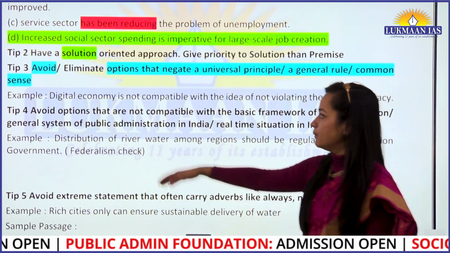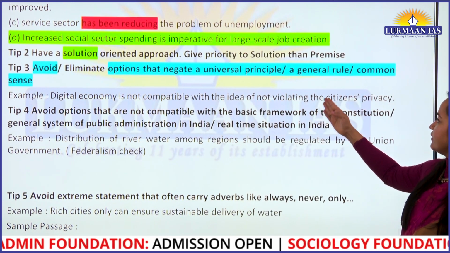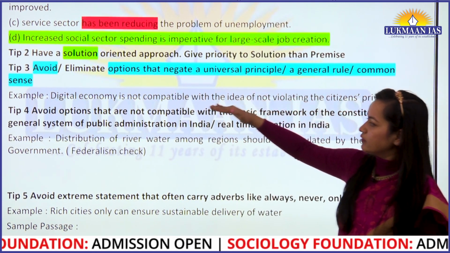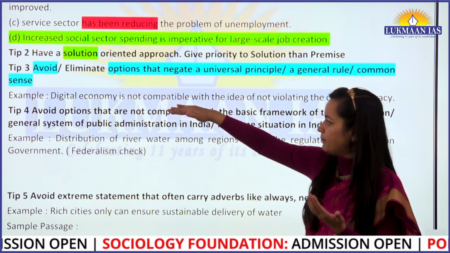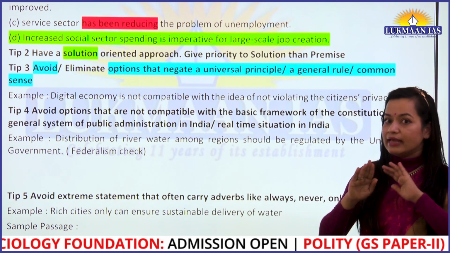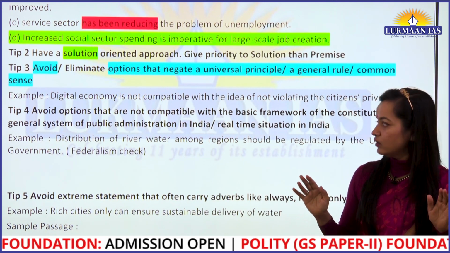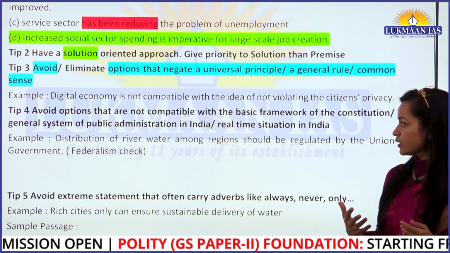For example, there was a passage, digital economy is not compatible with the idea of not violating the citizen's privacy. This is a very open statement. Digital economy is not compatible. We do not know, does it say is never going to be compatible? Can we do something about it? Can we bring in some regulation?